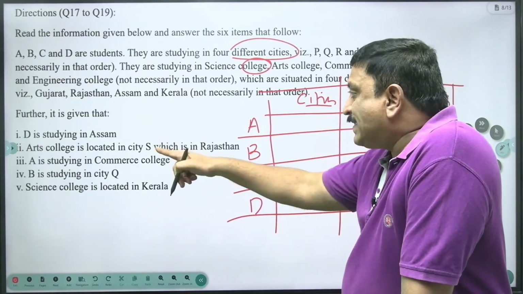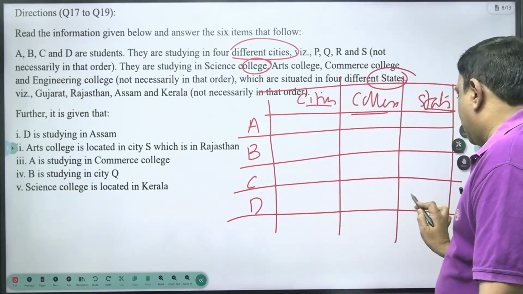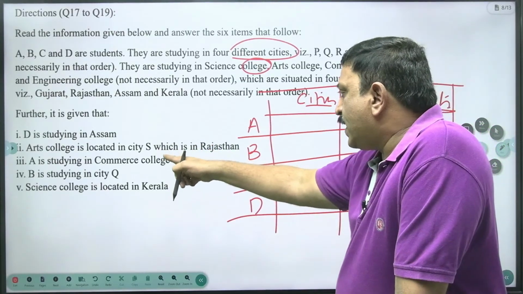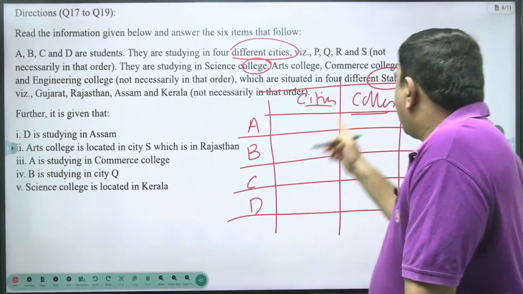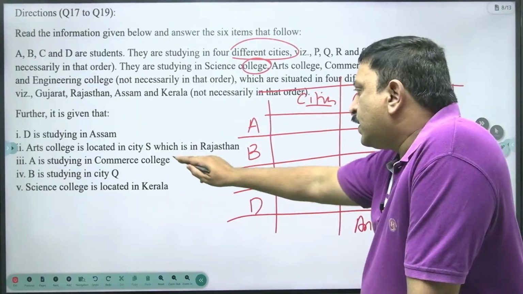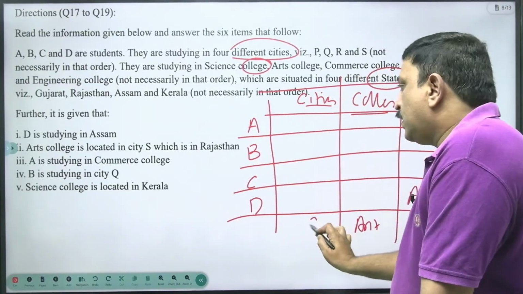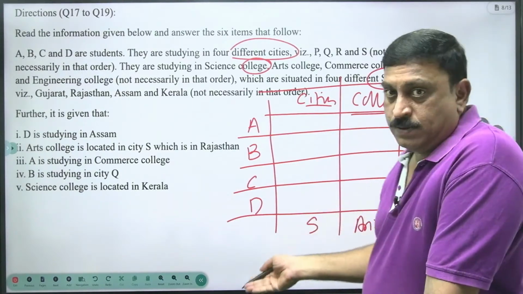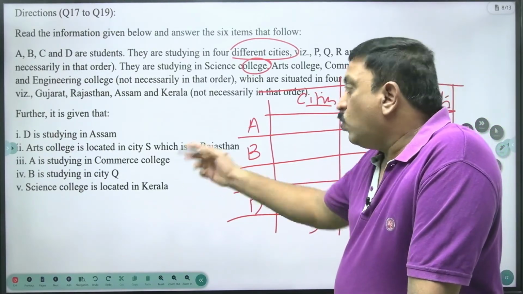Here, D is studying in Assam. Okay, fine. And Arts College is located in city S, which is in Rajasthan. So college is Arts, city is S, and state is Rajasthan. That's all. This is outside. We don't know who it belongs to, right?